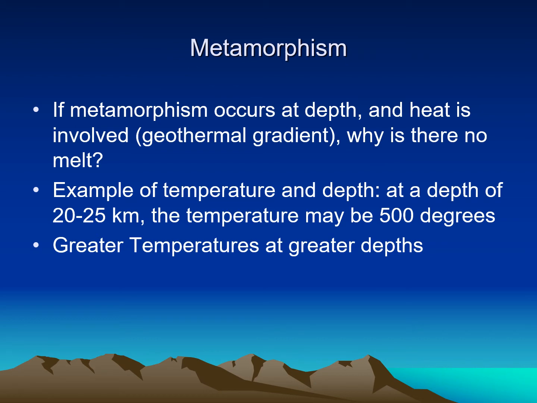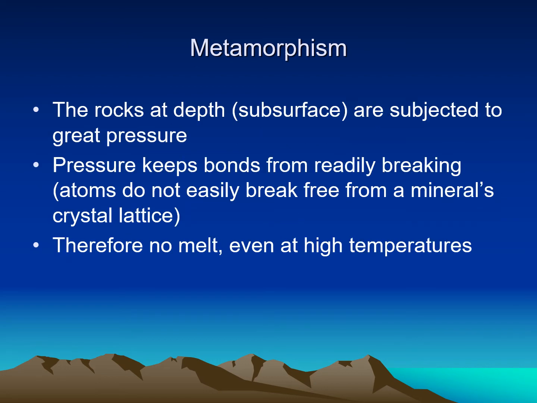Okay, so you have greater temperature at greater depths. And here's an example. At a depth of 20 to 25 kilometers, which is really just not all that deep within the subsurface, the temperature could be 500 degrees Celsius just from the geothermal gradient alone. So that might almost be hot enough to melt quartz, but you don't get melt. Why not? Because of pressure.